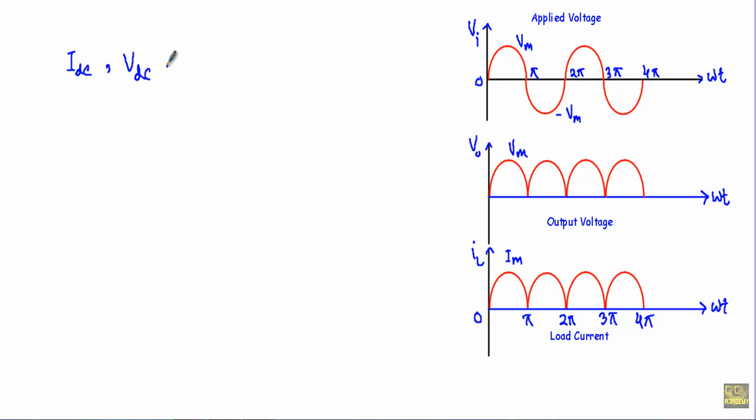I will calculate IRMS, the RMS value of the AC component that presents in the load current. I will calculate VRMS, the RMS value of the AC component that presents in the output voltage.